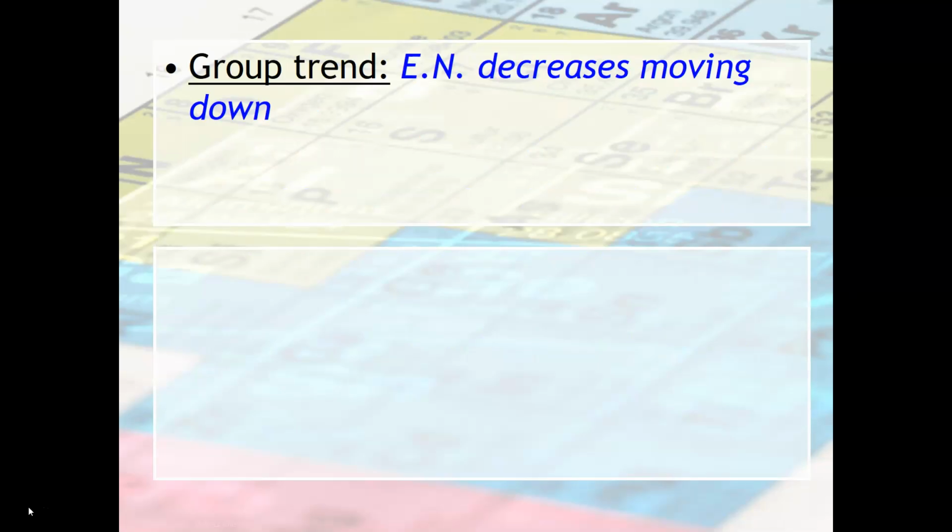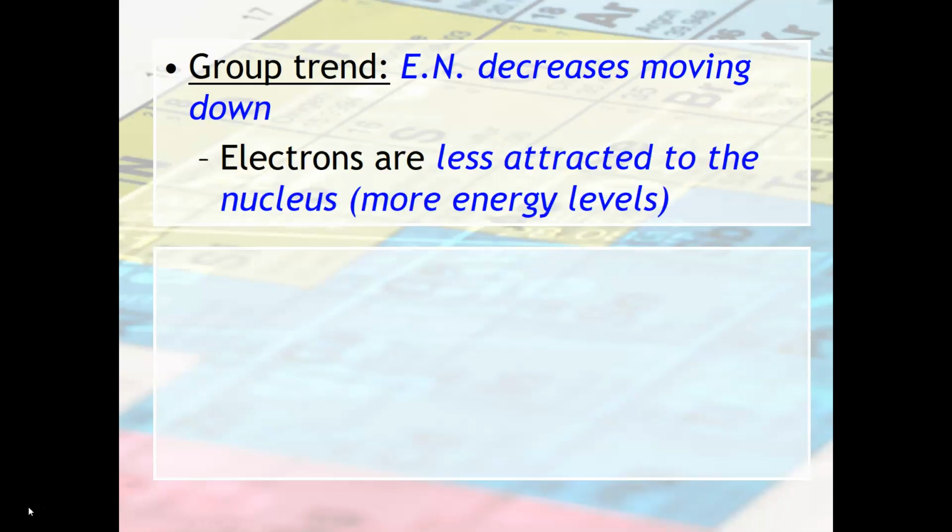When we look at a group trend, we're talking down the group, we will see electronegativity decreases. And again, the reason why is because electrons are less attracted to the nucleus because there are more energy levels. That's where we talk about distance. Basically, the distance between the valence shell and the nucleus is much further. So the electrons really aren't as attracted.